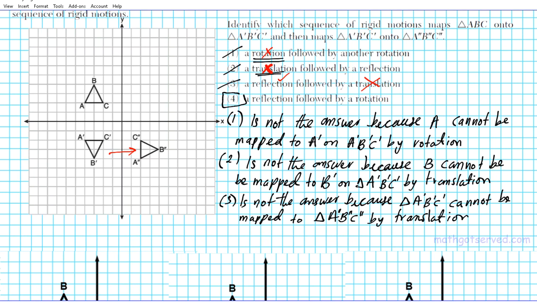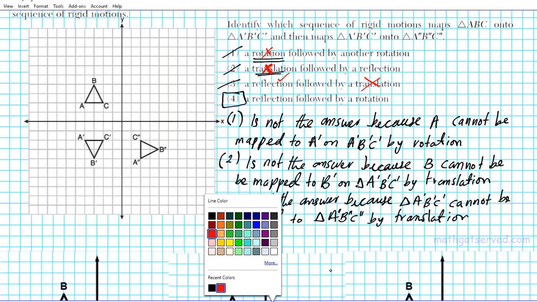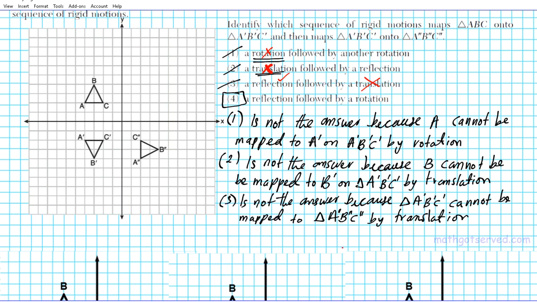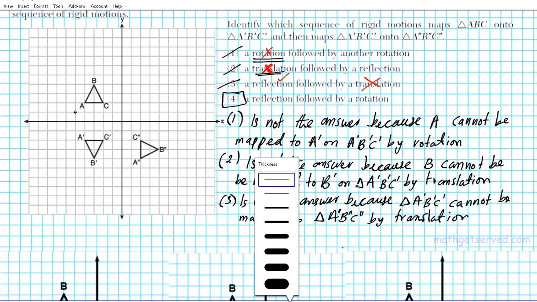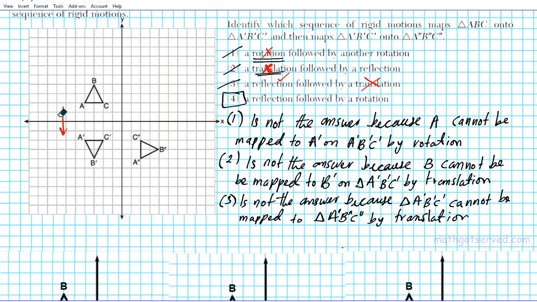A reflection followed by a rotation. Alrighty? So let's take a look at it and see if this makes sense. We have already established the first rigid motion transformation. We said that just by reflection alone, you can take triangle ABC to A prime, B prime, C prime. Okay, so just by going down, this transformation here is a reflection.